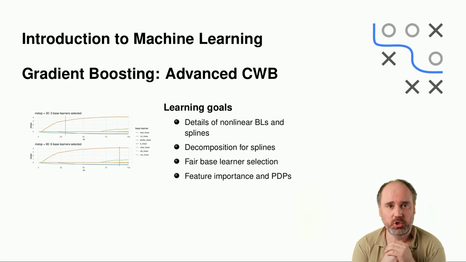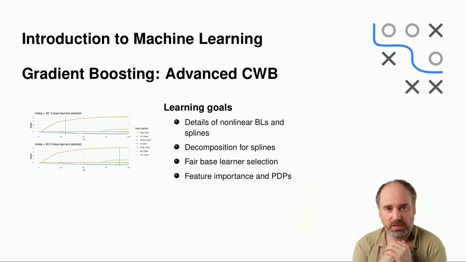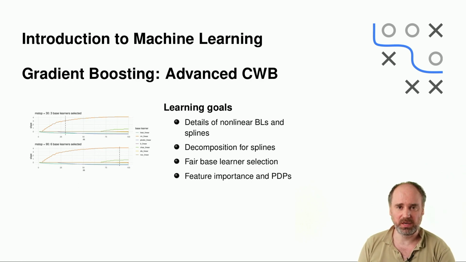Welcome to our next session here in our gradient boosting chapter, and specifically to our part here on component-wise boosting. So here in this session I'll mainly talk about nonlinear base learners, discuss a few more advanced details. We usually have to follow a decomposition approach if you're using splines, so that splines are not over-selected. We usually care about that specifically when we care about fair base learner and fair feature selection, because we want to interpret the model at the end.